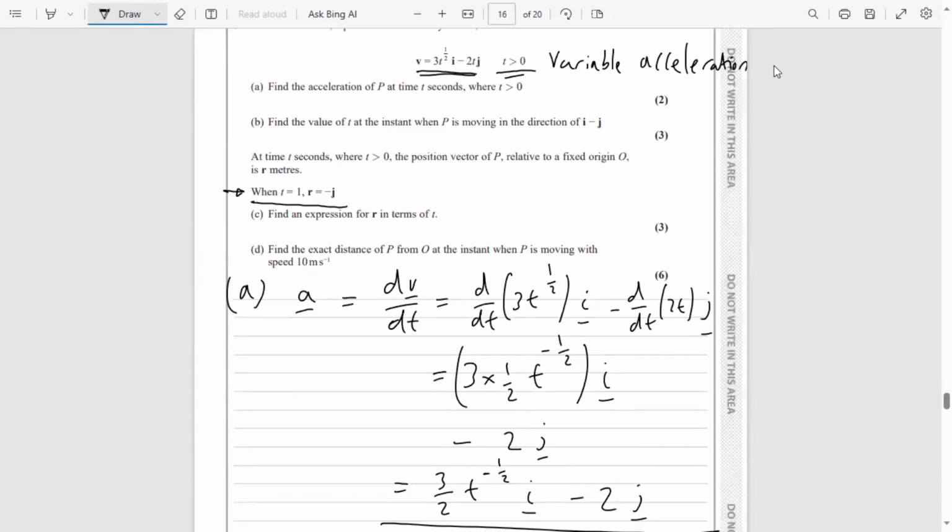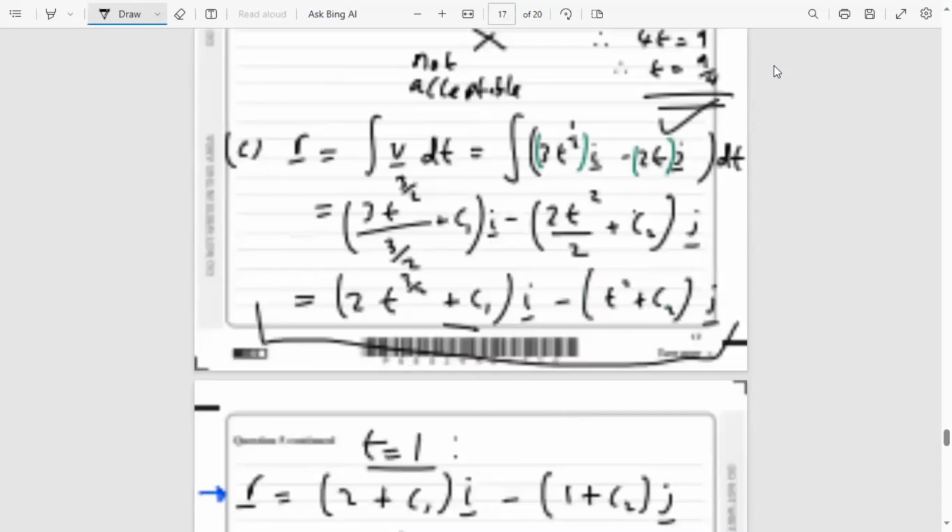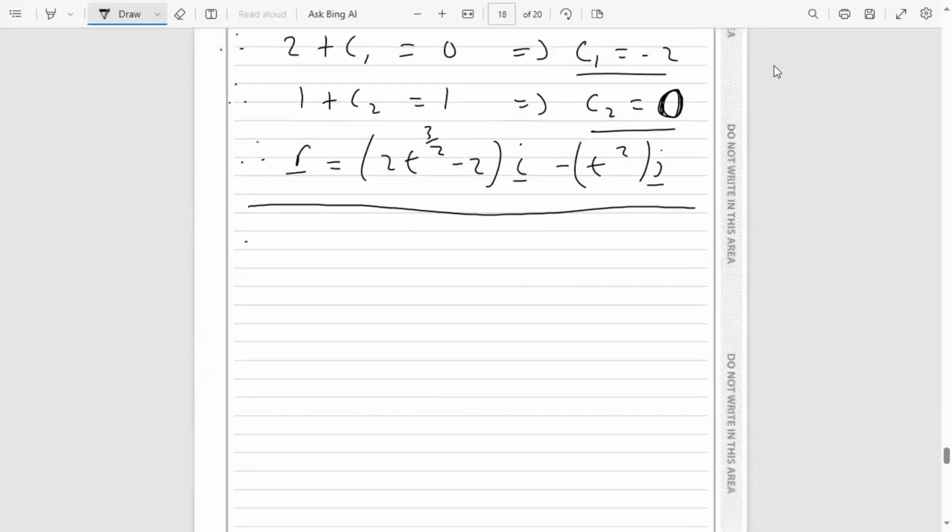So part D. We want to find the exact distance of P from the origin O. So remember, O is the origin. If you've got a graph like this, with a particle traveling along your X and Y axis, doing some random stuff like that, you've got your origin, which is in the middle. That's what it means in these questions: your O is your origin. So find the exact distance of P from O at the instant when P is moving with a speed of 10 meters per second. So we need the particle to have a speed of 10 meters per second.